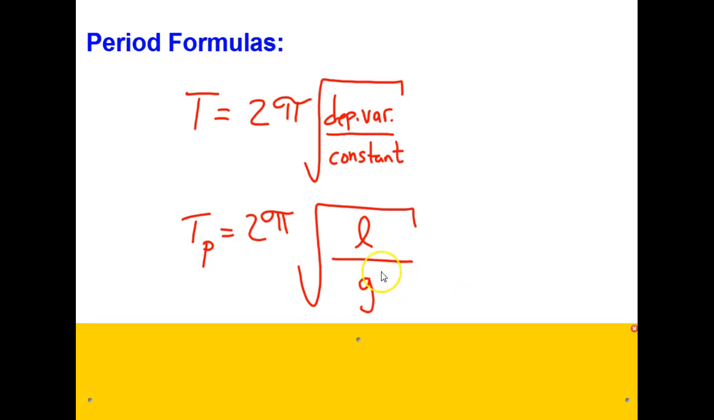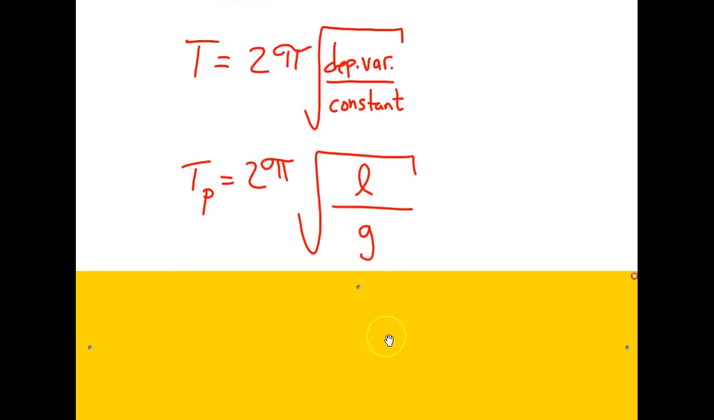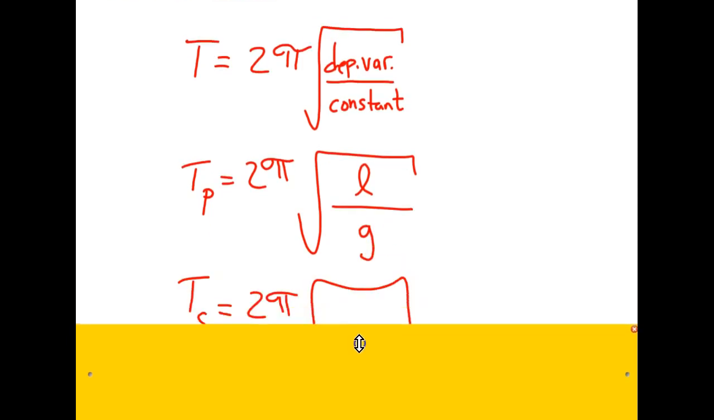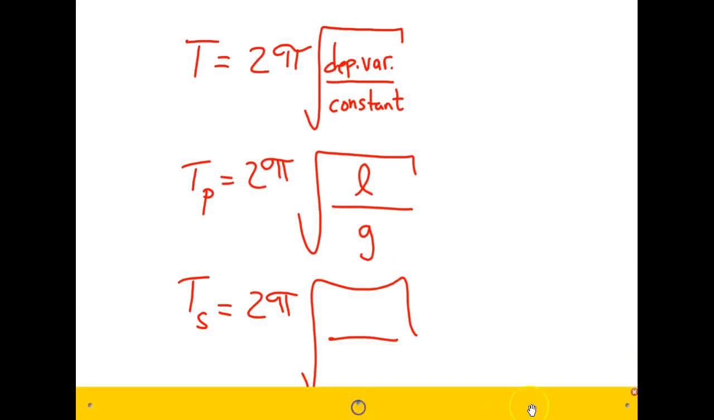Now, be careful here. Acceleration due to gravity can change depending on location, Earth versus moon, for example, or further away from the Earth. But it's constant here because near the surface of a planet or a moon or whatever, it remains at a constant value. Okay? For a spring, same thing.